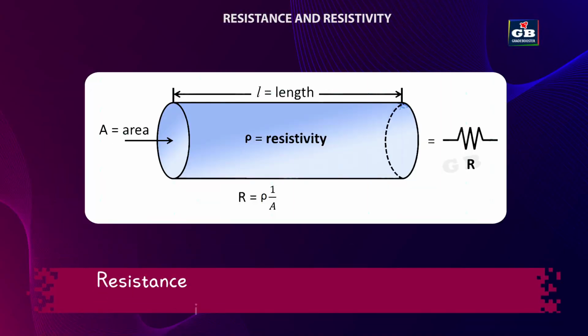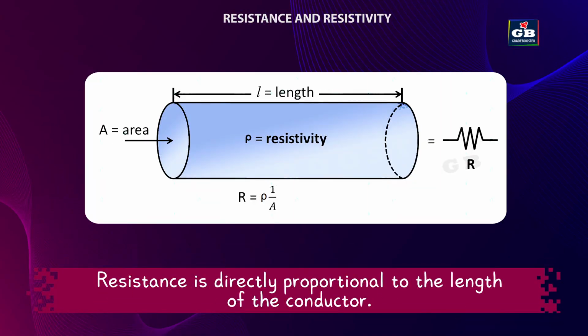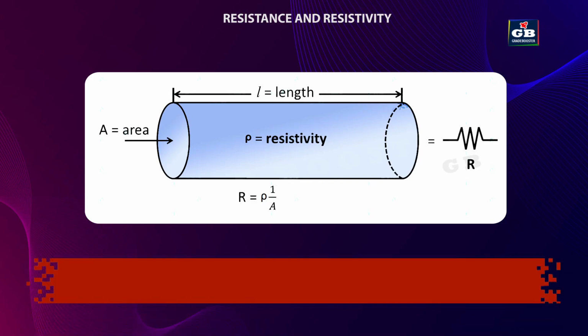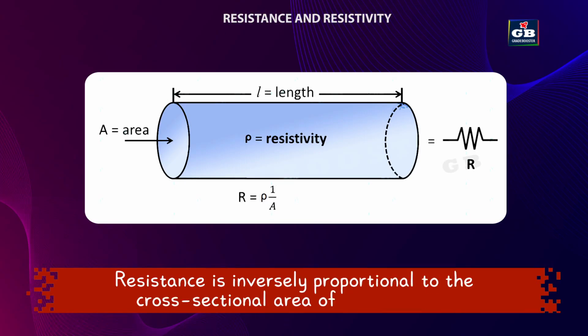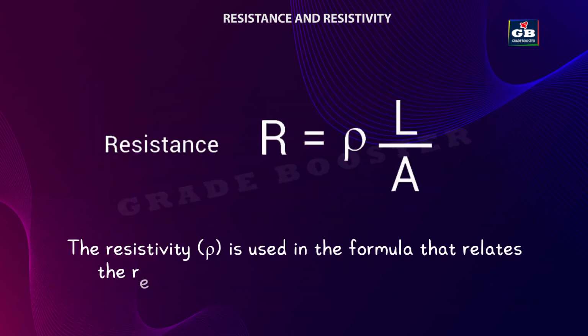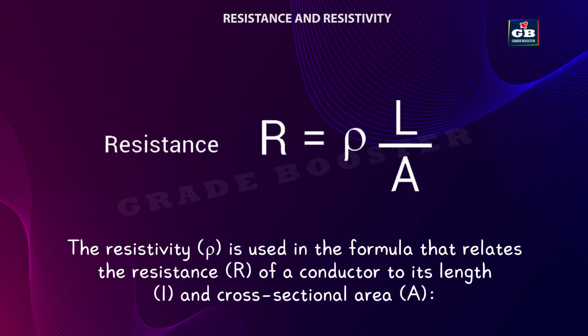So, resistance is directly proportional to the length of the conductor. That means as the length increases, the resistance also increases. Resistance is inversely proportional to the cross-sectional area of the conductor. That means as the cross-section increases, the resistance decreases. The resistivity ρ is used in the formula that relates the resistance R of a conductor to its length L and cross-sectional area A. R equal to ρ into L by A.